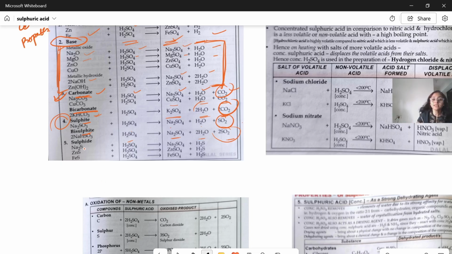और कोई भी sulfide है, sodium sulfide, zinc sulfide, iron sulfide and sulfuric acid, you will get their sulfates and कौन सा gas? H2S gas. इसमें no water is produced.